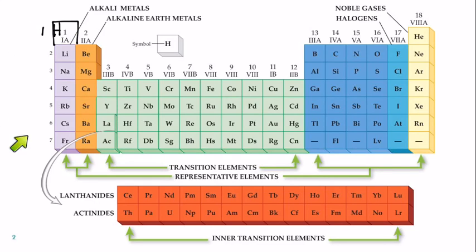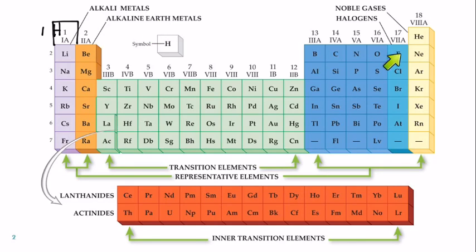So these are the periods 1 through 7. And then we have the names. So this first group, those are called the alkali metals. Now hydrogen is not a metal, it's a gas. And so technically hydrogen is not an alkali metal. But lithium, sodium, potassium, rubidium, cesium, francium, those are all alkali metals. Group 2A, these are called the alkaline earth metals.